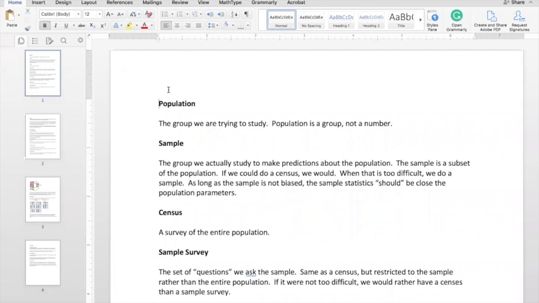Problem is, there are 3.5 billion women in the world. I don't have time personally to go and get my tape measure out and measure every single woman in the world. So instead, we do a sample. A sample is a small subset of the population that you actually study. You want to study the population, but you're too lazy to do it, so you do a small sample instead.